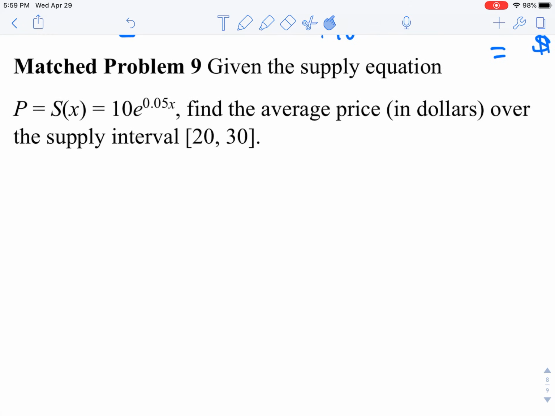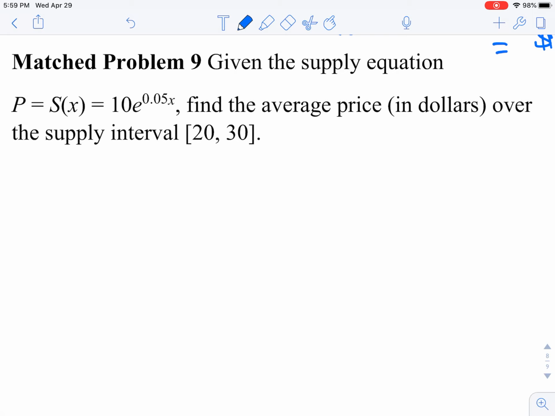Okay, so you have this example to try. Again, formula is 1 over b minus a, the integral of a to b, f of x dx.